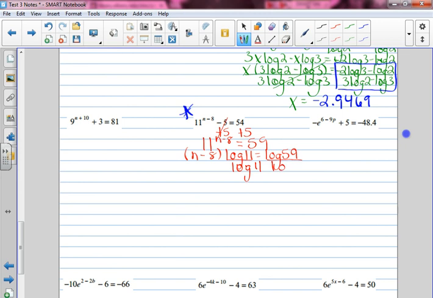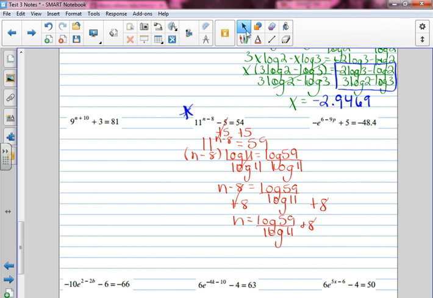because you're trying to move everything away from the x. So now you have n minus 8 equals log of 59 divided by the log of 11. Now to get n by itself, all you have to do is add 8. So n equals the log of 59 over the log of 11 plus 8. And now you're ready to do that in your calculator.